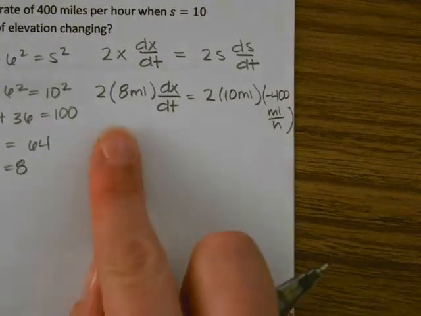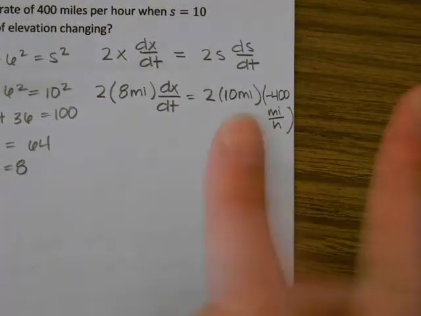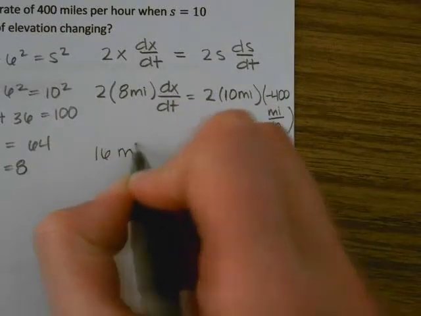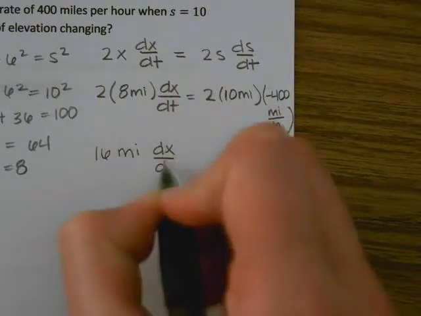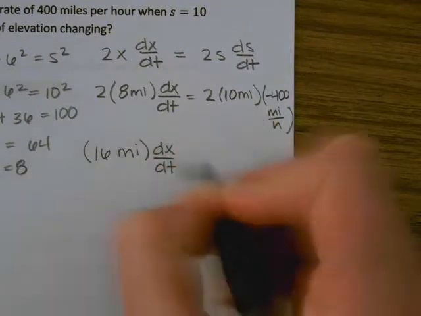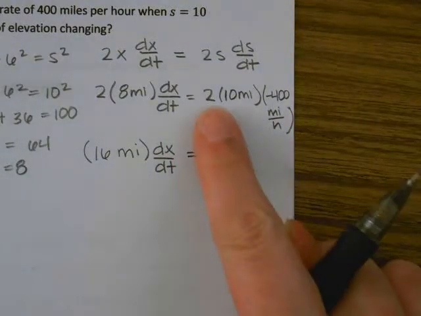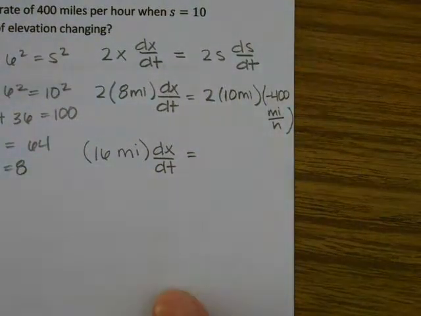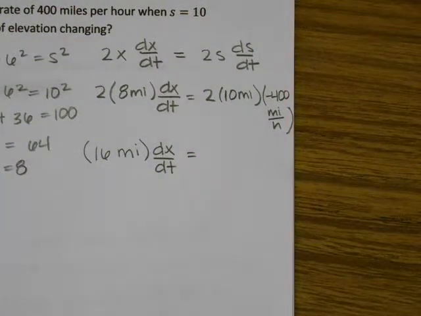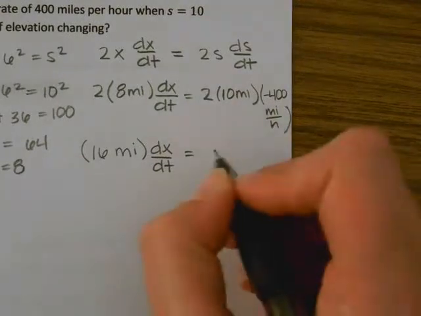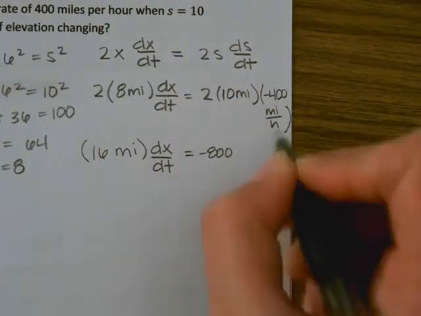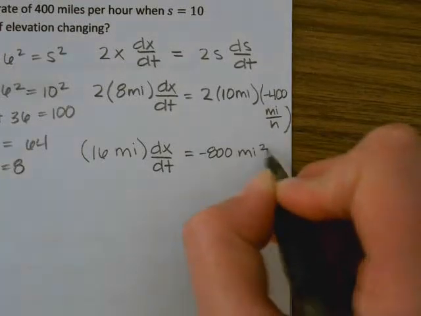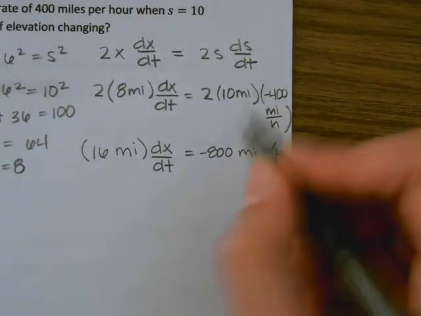Okay. So at this point, if we clean these numbers up a little bit, we have 16 miles times dx dt. I'm going to put parentheses around that so I don't get confused. And then over here, I've got 2 times 10 times negative 400. And what is that? Negative 8,000. And the units on this would be miles squared per hour.